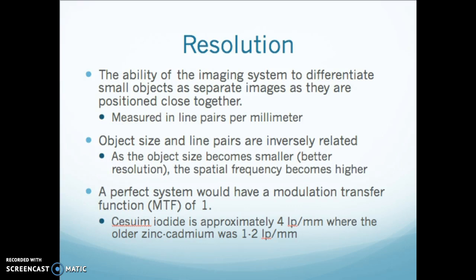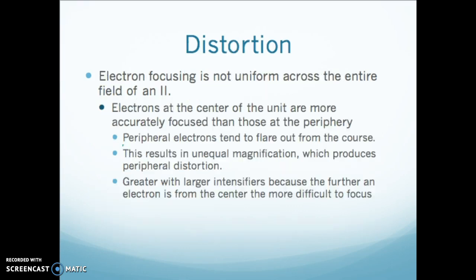Resolution is the ability of the imaging system to differentiate small objects as separate images as they are positioned close together. It's measured in line pairs per millimeter. Object size and line pairs are inversely related. As the object size becomes smaller, better resolution, the spatial frequency becomes higher. A perfect system would have a modulation transfer function of 1. So that's kind of the same idea as your digital system. Your cesium iodide is approximately 4 line pairs per millimeter, where your older zinc cadmium was 1 to 2 line pairs per millimeter. So as you can see, with the newer systems, we're getting better quality, better resolution.